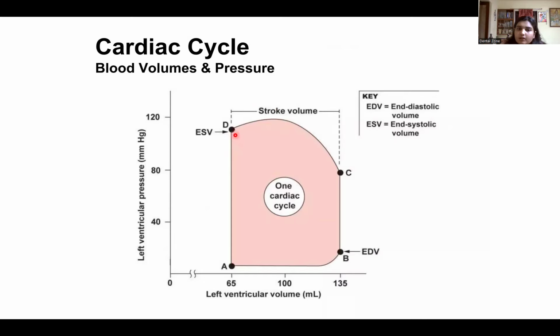Yes. At end diastolic volume, it should be around 120. Then the pressure will decrease to 135. Then it will again decrease to not 135 but 80. While coming to diastolic, this is systolic, this is diastolic, and this is the stroke volume.